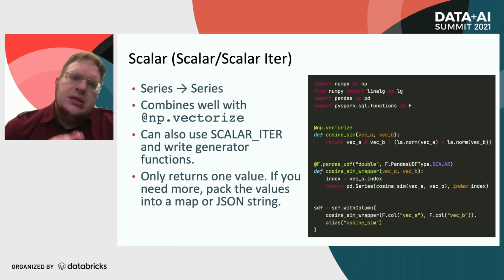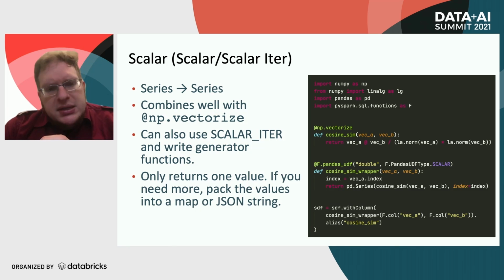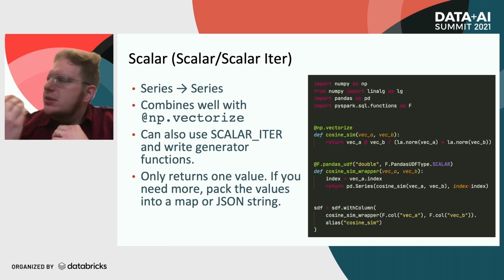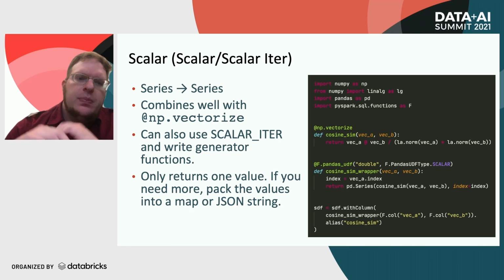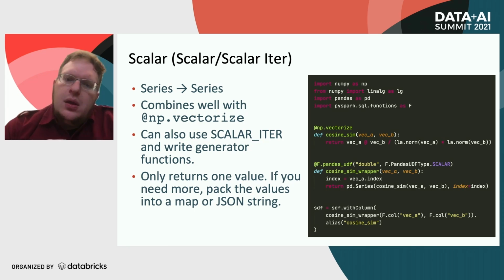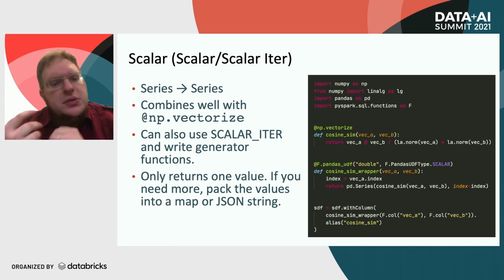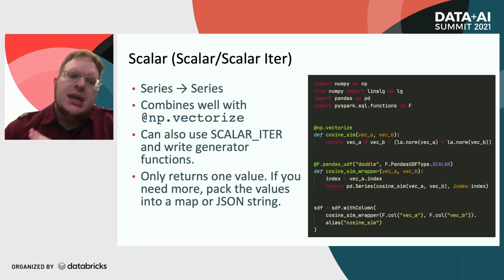So by converting this to a scalar UDF, the first thing I did was just to create this cosine sim function. This returns the cosine similarity of two vectors. Next, I added the np.vectorize decorator, which now lets this work on arrays of arrays. Finally, I just create another wrapper for this function. I grab an index for my series, and then using withColumn on my Spark data frame, I'm able to use my cosine similarity.